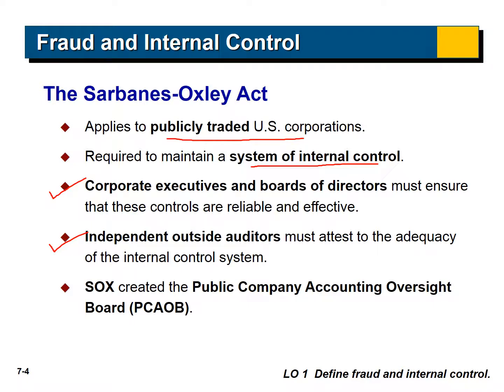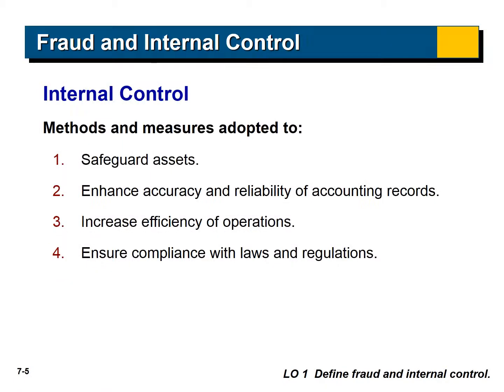And the Sarbanes-Oxley Act, better known as SOX, created a new board called the Public Company Accounting Oversight Board, which is kind of a quasi-governmental agency that is, along with the SEC, the Securities and Exchange Commission, they monitor publicly traded corporations. So what do we mean by internal control?